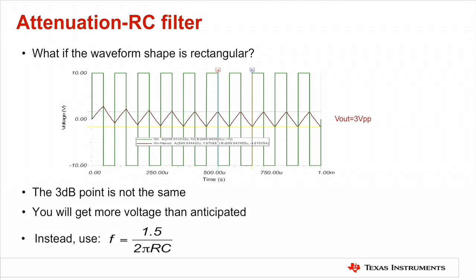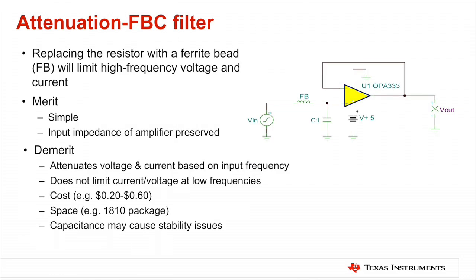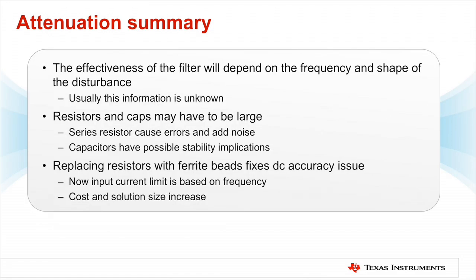Foregoing all the mathematical details, this is because the impulse signal in the square wave creates higher frequency content than the sinusoid. For impulse signals, it is more appropriate to size RC combinations using f equals 1.5 divided by 2 pi RC to realize the desired cutoff frequency. You can think of ferrite beads as resistors whose impedance at DC is near zero, but very high for high-frequency signals. Replacing the resistor and the RC filter with a ferrite maintains DC accuracy while delivering current and voltage attenuation to high-frequency signals. In summary, remember that the effectiveness of attenuation depends on the frequency and shape of the disturbance.